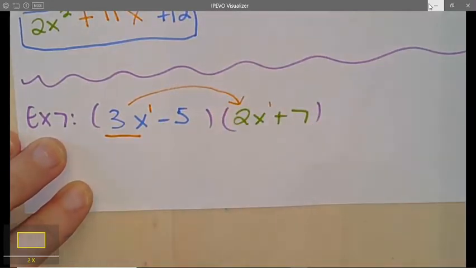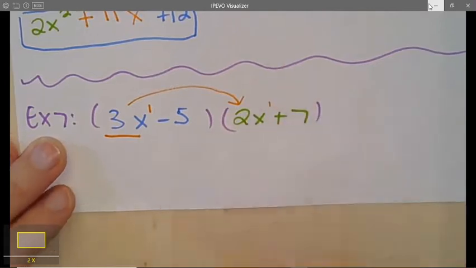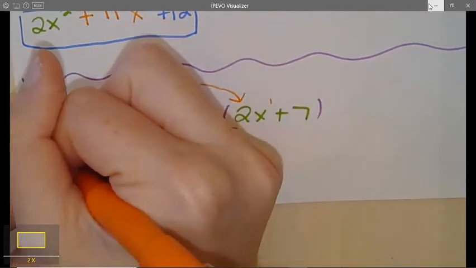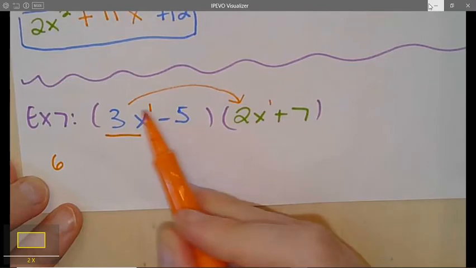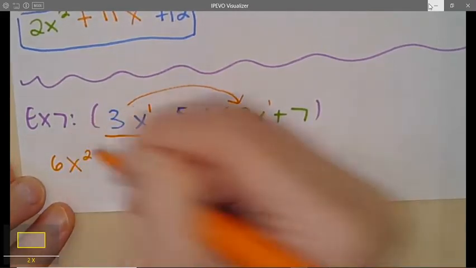I'm going to do 3x times 2x, which, remember, there secretly are 1's in the exponents if you don't see an exponent. Watch out for those sneaky ones. Anyway, 3 times 2 gives me a 6. X times x, well, 1 plus 1 gives me a 2. So this will be 6x squared.